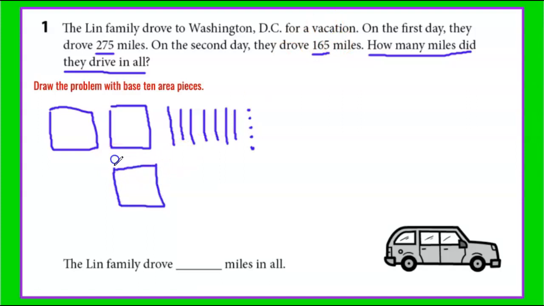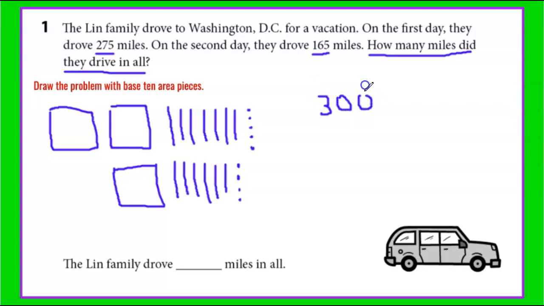So I start with my 100. I draw my 1, 2, 3, 4, 5, 6 tens, and I have 1, 2, 3, 4, 5 ones for 165. Now I know that I'm adding because I see "in all," so I'm going to start with my biggest number, my hundreds, my biggest place. So I can see right away that I have 1, 2, 3 hundreds pieces. So I'll just write 300.